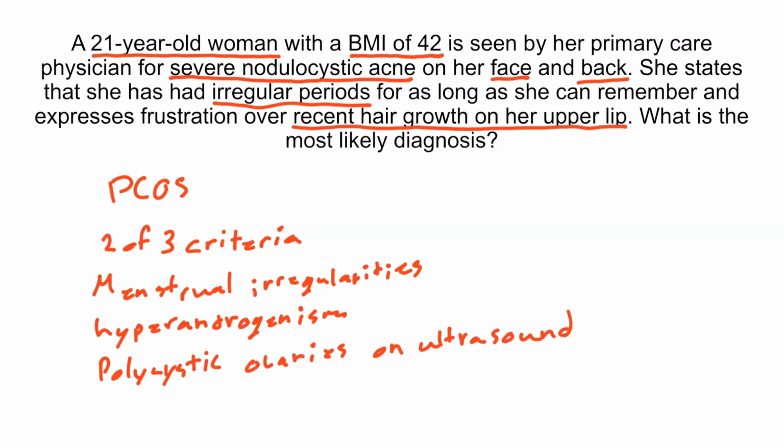This patient meets the first criteria by having had irregular periods for as long as she can remember. She meets the second criteria because she has severe nodulocystic acne and hair growth on her upper lip, both of which are evidence of hyperandrogenism. And a more detailed explanation of this disease process can be found in our OBGYN lectures.